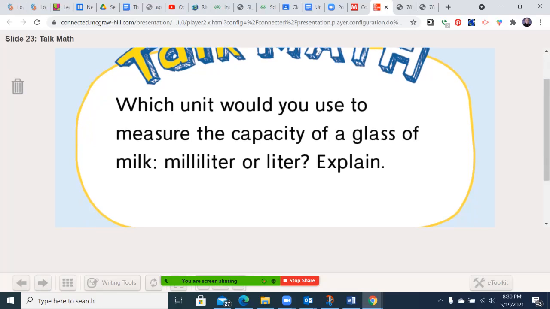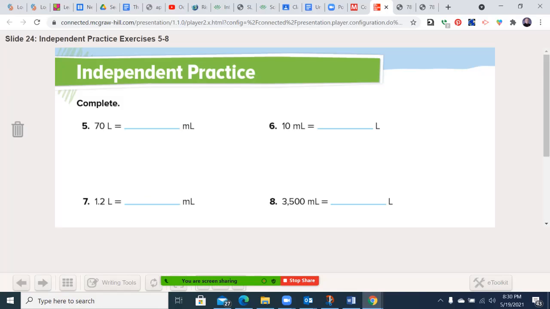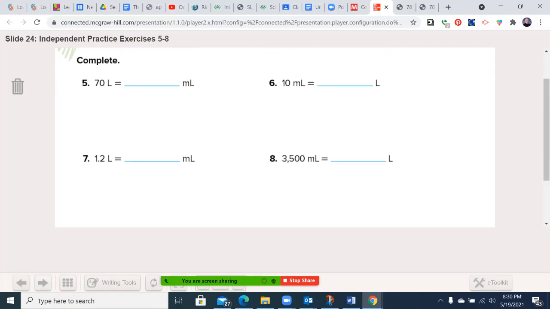Which unit would you use to measure the capacity of a glass of milk, milliliter or liter? I'm probably going to go with liter and a fraction. I mean, you could make an argument for milliliters, but really who measures that small of a thing? Let's see what the book told us. It didn't tell us. All right, we're going to do just a few more practice.